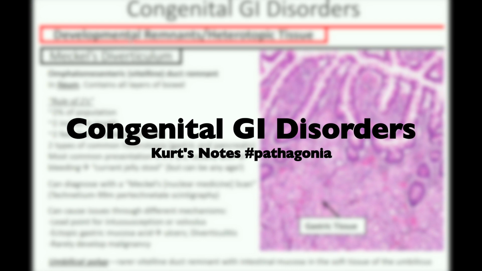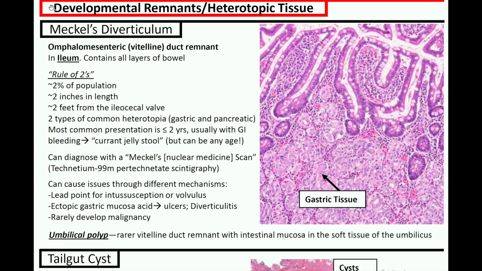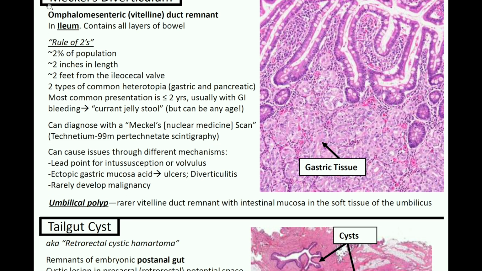So today we're going to talk about congenital GI disorders. The first category is developmental remnants or heterotopic tissue. First up, we've got Meckel's diverticulum, which is an omphalomesenteric or vitelline duct remnant in the ileum, and it contains all layers of bowel.